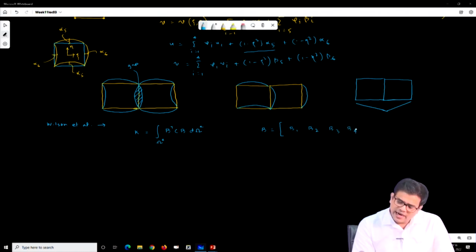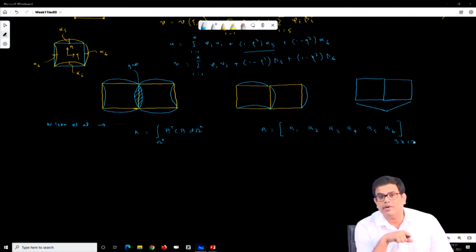These are my standard shape functions coming from phi i, where i equals 1 to 4. Then there will be additionally B5 and B6. These are submatrices, obviously, each a 3 by 2 matrix. So this creates my B matrix, which is a 3 cross 12 matrix.